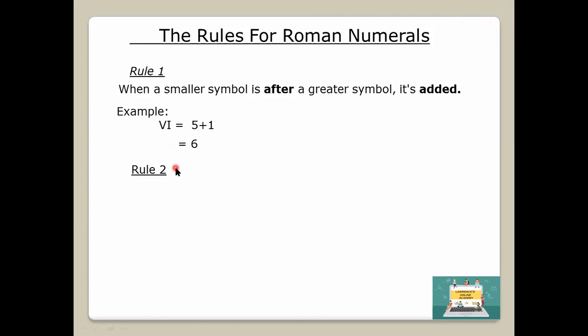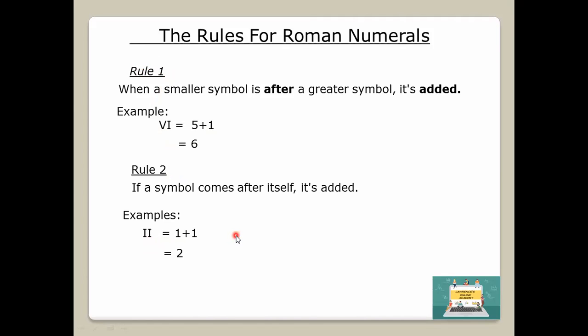Keep that in mind. You have to remember all these rules. Rule 2. If a symbol comes after itself, it's added. In a Roman numeral, if a symbol repeats itself, then those two symbols are added together. We know that I equals 1. So II is 1 plus 1 equals 2. Another example, XX. Since X is 10 and X is 10, we'll add both these numbers together to find what XX is. 20. XX equals 20. Keep in mind rule 1 and rule 2. Now we move on to rule 3.